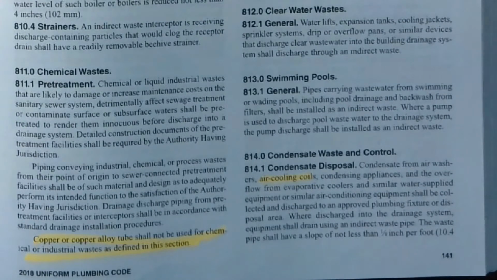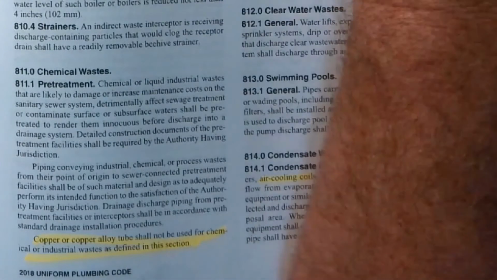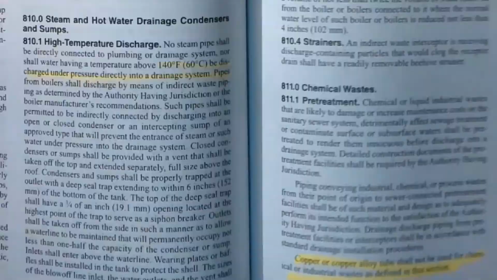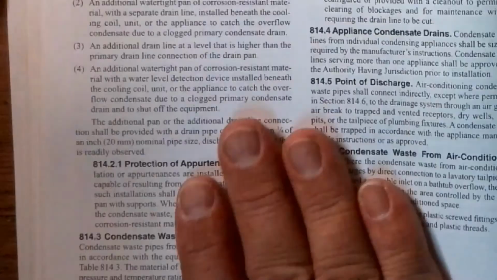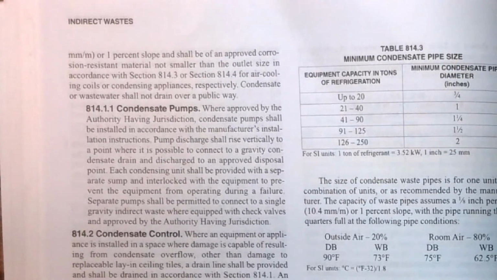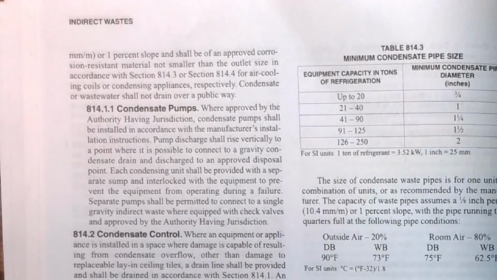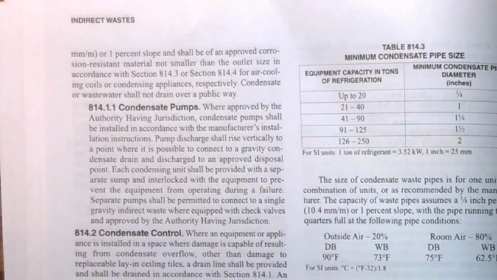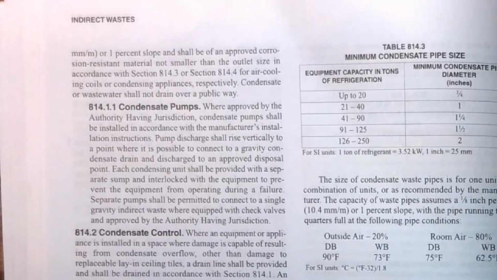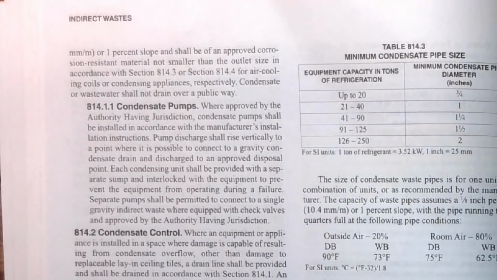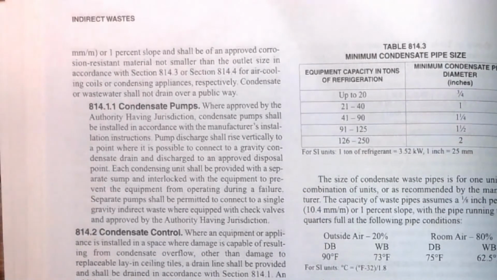Okay, now we're talking about the indirect waste line going into indirect waste piping, right? But the waste pipe shall have a slope of not less than 1/8 of an inch per foot. So now we're talking about the condensate being 1/8 of an inch per foot, or 1% slope, and shall be of an approved corrosion-resistant material not smaller than the outlet size in accordance with section 814.3 or 814.4 for air cooling coils or condensing appliances. Condensate or wastewater shall not drain over a public way.